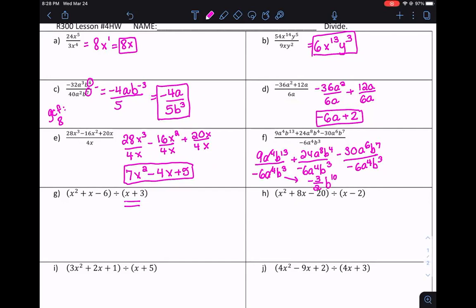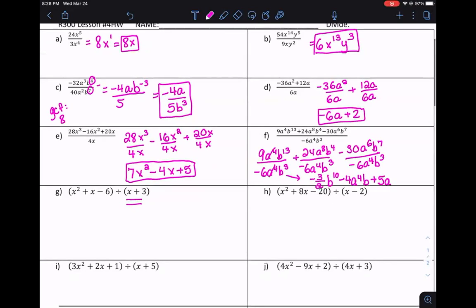So again, the GCF of 9 and 6 is going to be 3. So 9 divided by 3 is 3. 6 divided by 3 is 2. 24 and 6 do divide evenly. 24 divided by 6 would be -4 because of the positive over the negative. A to the fourth and b when we subtract. And then 30 and 6 are divisible and the two negatives become a positive. A to the second, b to the fourth power. So again, that's -3/2, b to the 10 minus 4a to the 4b plus 5a squared b to the fourth.